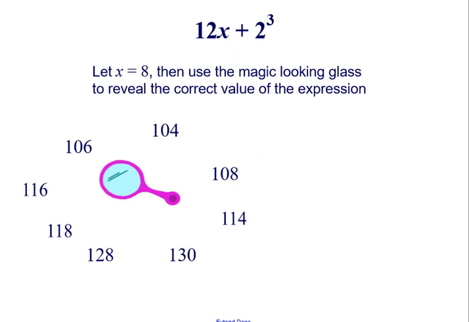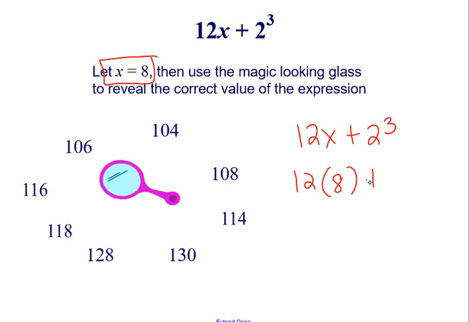So now we're given the expression in this example, we have 12x plus 2 to the third. So let's let x equals 8 and then use the magic looking glass to reveal the correct value of the expression. It's a good way to check our work. So we have 12x plus 2 to the third. So step number 1, let's write that expression. We're given a value when x equals 8. So for step number 2, we'll substitute, instead of writing 12x, we're going to have parentheses times 8 plus 2 to the third.